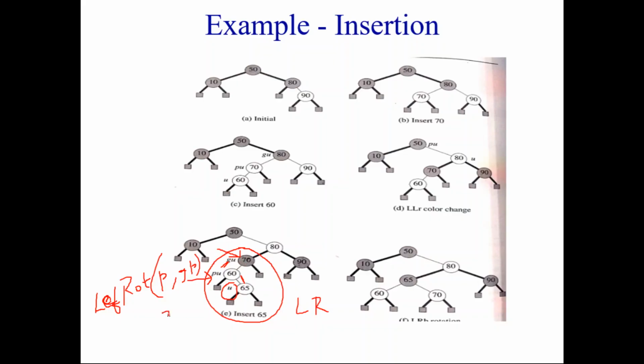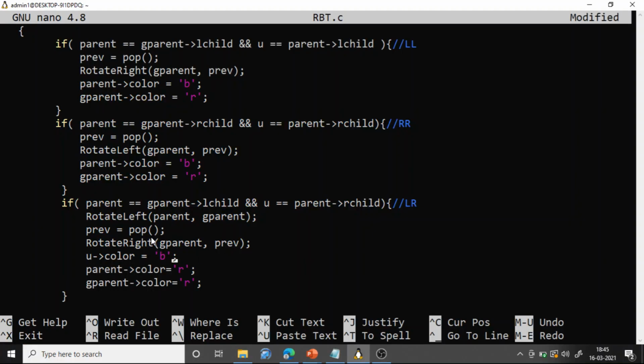When you perform left rotation, what will happen? 70 will be here. You perform left rotation on 60, what happens? 65 will come down, and below that you will have 60. But now you have to perform right rotation on where? Now you have to perform right rotation on 70. If you want to perform right rotation on 70, we need 70's parent. 70's parent is 80. That is why we are writing this pop. Pop will give the parent of that particular grandparent. So again rotate right on grandparent and previous.